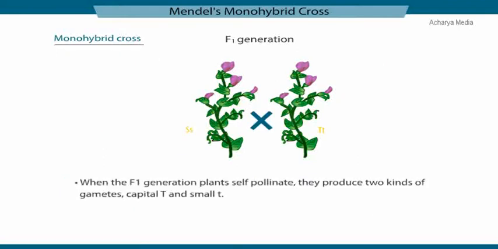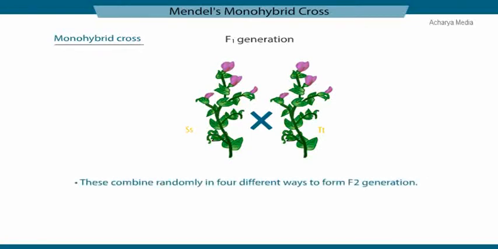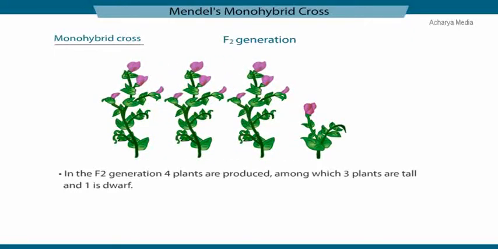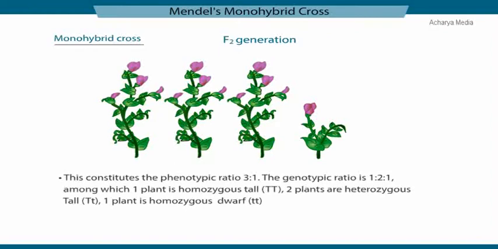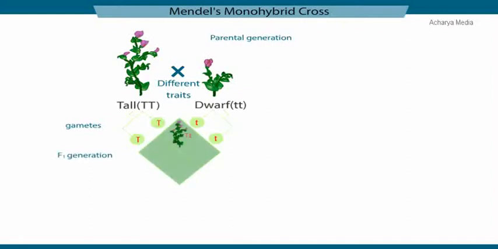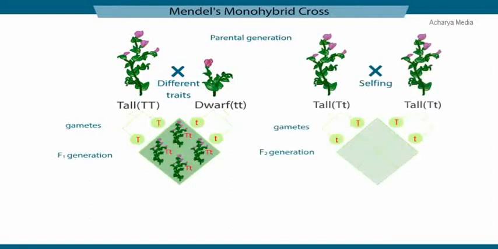When the F1 generation plants self-pollinate, they produce 2 kinds of gametes, capital T and small t. In the F2 generation, 4 plants are produced, among which 3 plants are tall and 1 is dwarf. This constitutes the phenotypic ratio 3:1 and the genotypic ratio. Mendel's monohybrid cross can be represented by the checkerboard method with phenotypic and genotypic ratio as shown here.